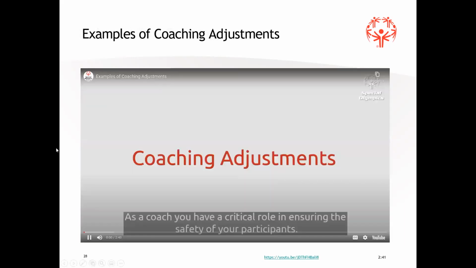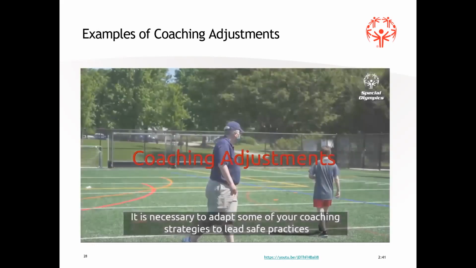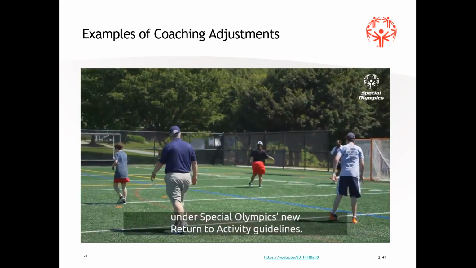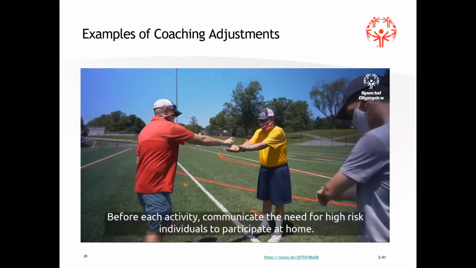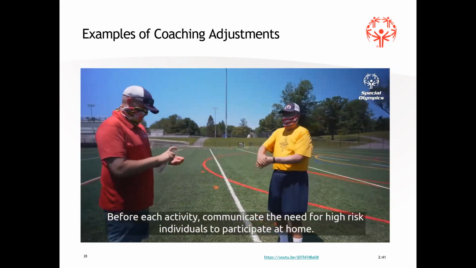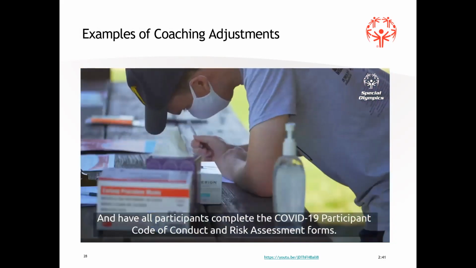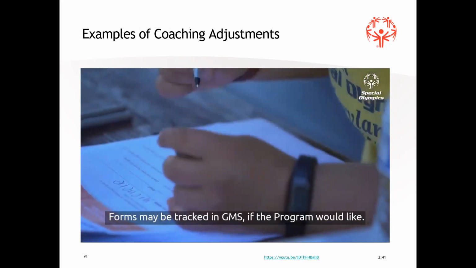As a coach, you have a critical role in ensuring the safety of your participants. It is necessary to adapt some of your coaching strategies to lead safe practices under Special Olympics' new return to activity guidelines. Before each activity, communicate the need for high-risk individuals to participate at home, and have all participants complete the COVID-19 Participant Code of Conduct and Risk Assessment forms. Forms may be tracked in GMS if the program would like.